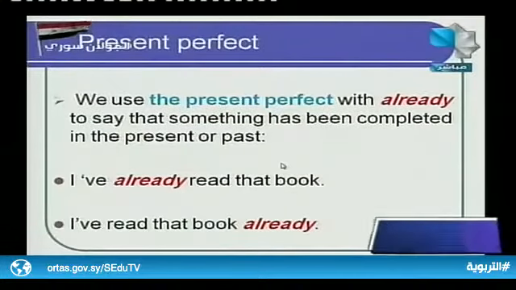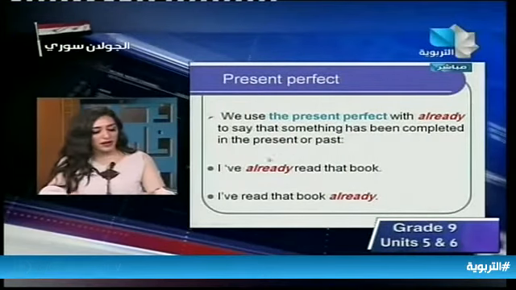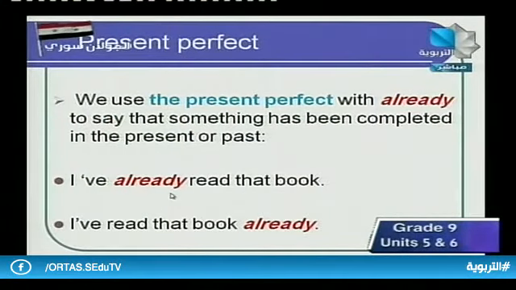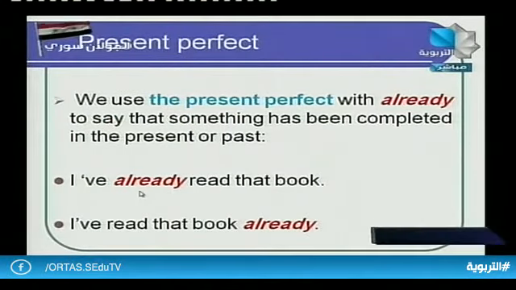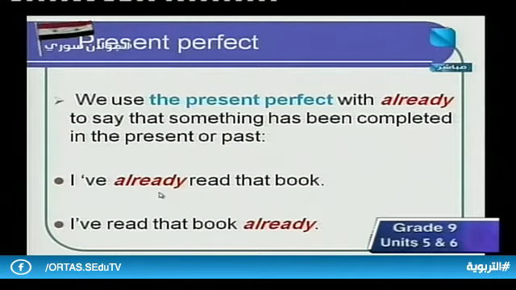We use the present perfect with already to say that something has been completed in the present or past. For example, I've already read that book. Here, in this sentence, we talk about something which has been completed, because when we use already, it means that we have done something before now. Yes, we have achieved it. Good. I've read that book already. Here we talk about the place of already. We can put it after the verb to have, or the main verb, or at the end of the sentence. Yes, we can use it at the end of the sentence.